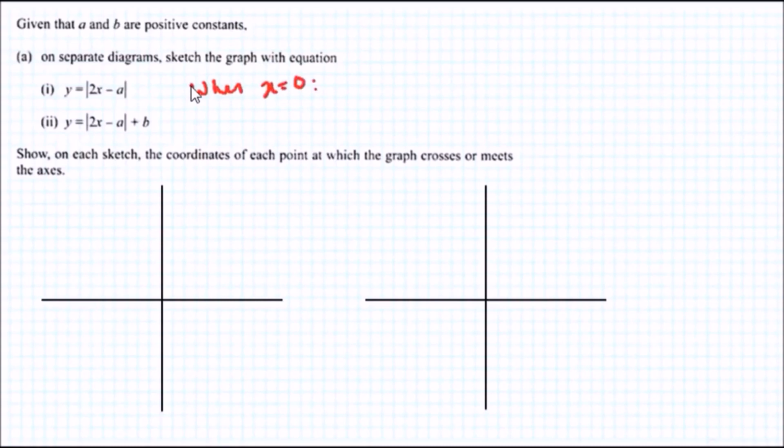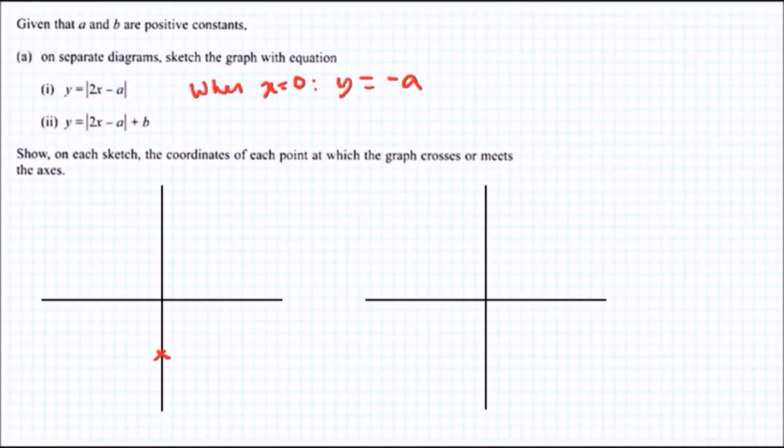We should get, when x equals 0, y equals the absolute value of minus a. So let's just stick with the non-absolute, yeah? Let's pretend there's no absolute sign. So y should cross at minus a, which is, let's say, here. Okay? Now how about when y equals 0?